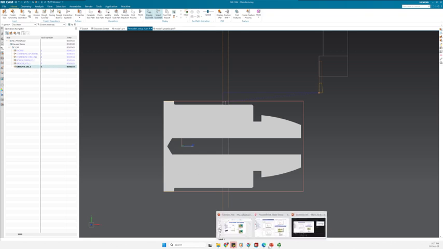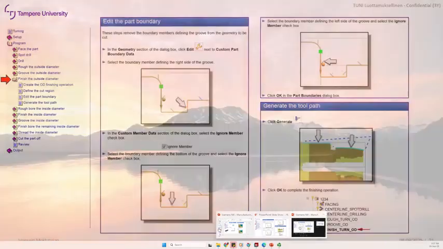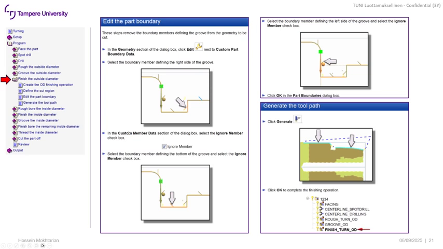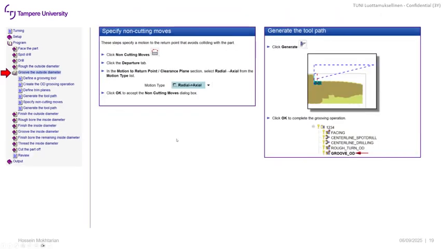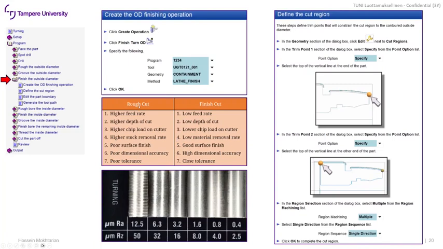So maybe I can show you first the slides here. So we have gone till here, and this is the starting point. So we need to create an operation, finish turn OD, specify the tool, and now we need to choose the containment. And containment, for the vocabulary that you are using, you can remember that there is a risk of colliding with the spindle, so that's why we are using containment. And lathe finishing, of course.